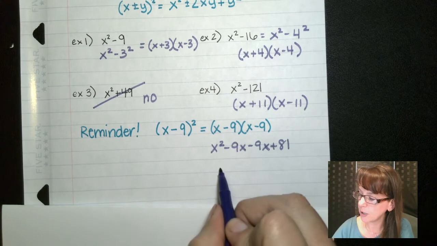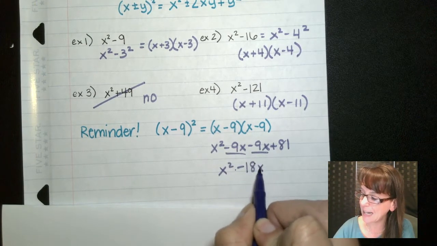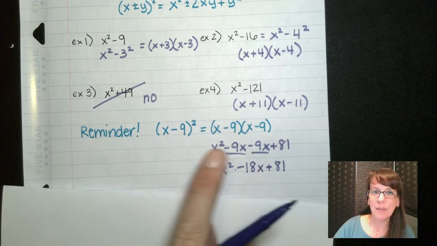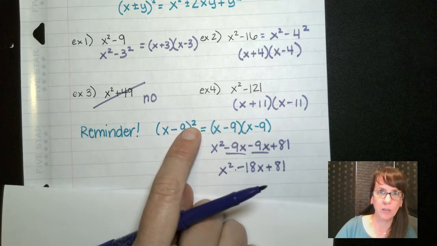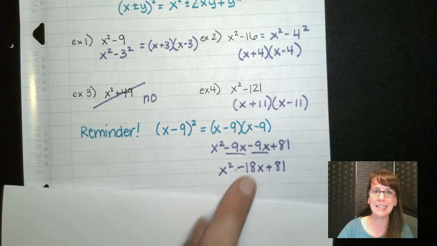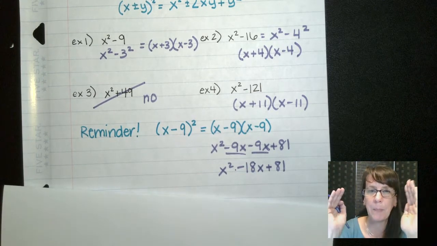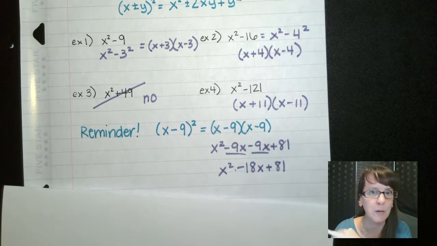That combined like terms, I get x squared minus 18x plus 81. Kablam. Remember back here, you were like, oh, let's just do x squared minus 9 squared, which would be x squared minus 81. No, no, no, it's not. It's this. But the neat thing is, this is called a perfect square trinomial. It is a binomial that is squared. So it's a binomial times the exact same binomial.